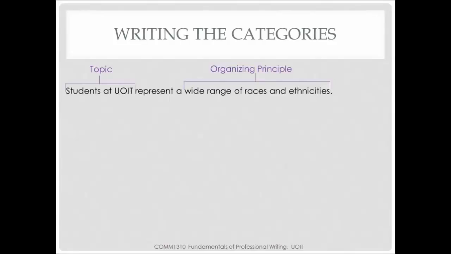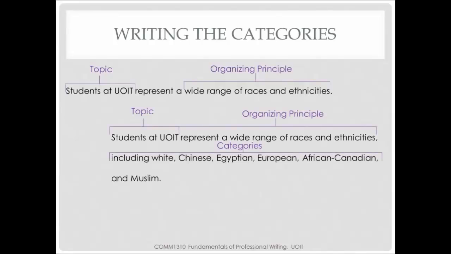So the thesis statement of a classification essay usually includes the topic being classified and how it is being classified, or the organizing principle. Sometimes the categories are named. Here are 3 examples. In this first one, the topic is students at UOIT. The organizing principle is wide range of races and ethnicities. But this is pretty vague. So we have the second example. In this example, the topic and organizing principle remain the same, but some specific examples are given. These are the categories based on the organizing principle.